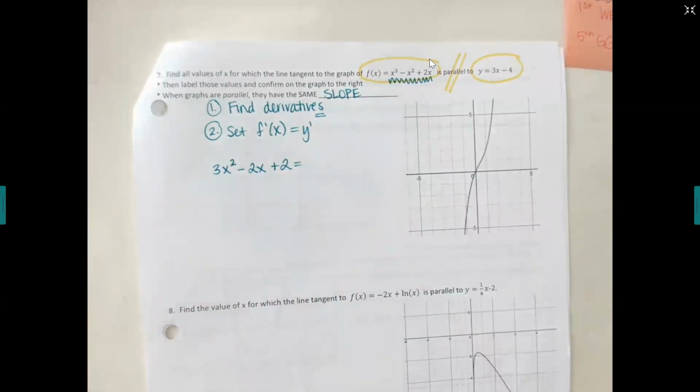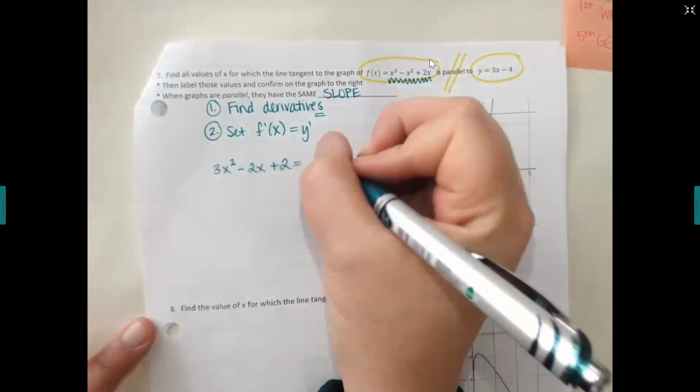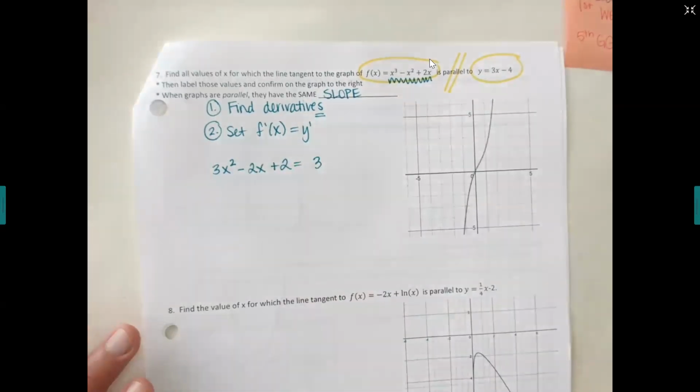Now let's take the derivative of Y. What's the derivative of 3x? 3. And then what about the minus 4? Goes away. Now, remember that we talked about last class that if you have a line, the derivative comes out just to be a number because the slope's always the same on a line. So this would always be up 3 over 1, up 3 over 1. Doesn't matter where you are.